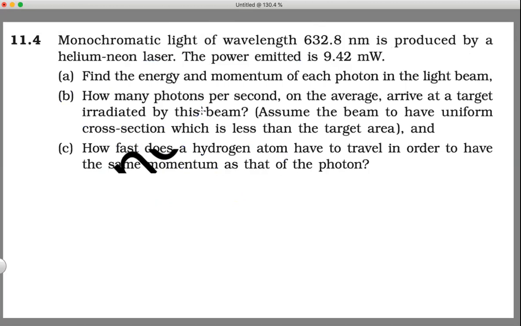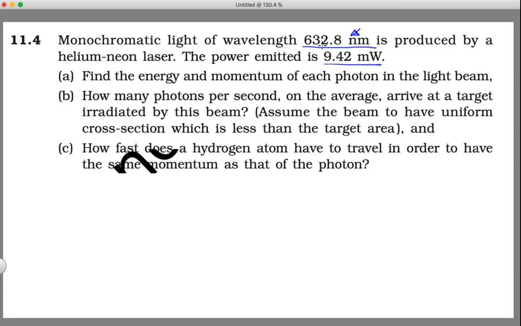Monochromatic light of wavelength 632.8 nanometer is produced by a helium neon laser. Okay, the power emitted is, yeah. So in this question, we are given the wavelength and we are also given the total power. The wavelength is the one which is of the wave as well as of the photon. This is the total power. Find the energy and the momentum of each photon.